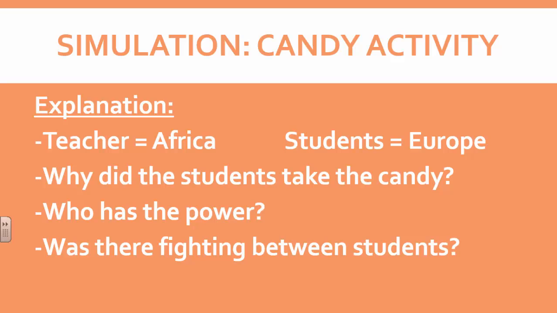Was there fighting between the students for the candy? There's usually at least some minor pushing in the process. This can be compared to the fighting that started between European countries. In fact, Europe had to come up with rules during the Berlin Conference. This basically set up procedures for European countries to colonize parts of Africa in a way that there would not be fighting amongst the Europeans.